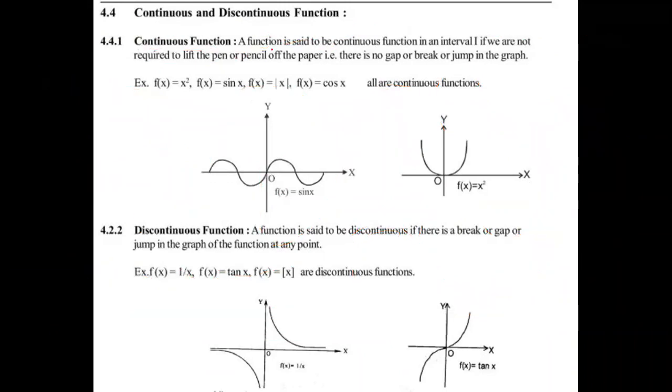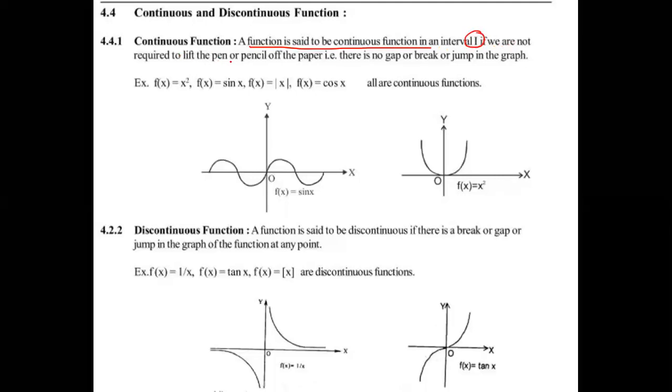A function is said to be a continuous function in an interval I if we are not required to lift the pen or pencil off the paper, that is, there is no gap or break or jump in the graph. Such types of functions are called continuous functions. These are the best examples.